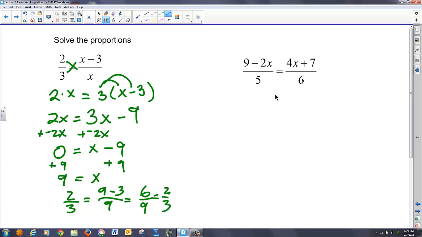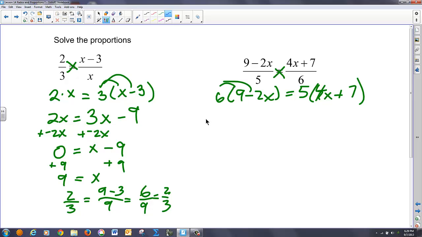Let's do the same thing on the other side. I have two equal fractions, so their cross product must be equal. So in this case, if I take my cross product, I have 6 times a quantity of 9 minus 2x is equal to 5 times the quantity of 4x plus 7. Distribute each through. 54 plus negative 12x is equal to, distribute through, 20x plus 35.